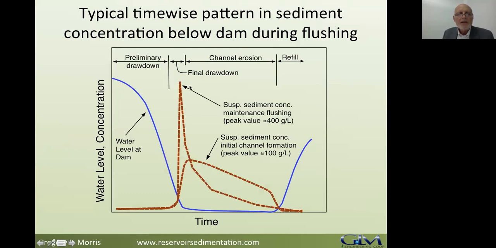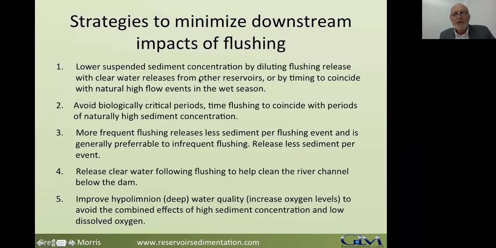This high spike and these high concentrations are the critical environmental issues for flushing. To minimize these downstream impacts, you need to look at diluting flushing releases, avoid biologically critical periods, and do more frequent flushings rather than less frequent, because you're removing less material every time. You release clear water following a flushing event to help clean the river channel below the dam. And if you can keep oxygen in the hypolimnion of the reservoir before the flushing, this also can help remove some of the oxygen stress.